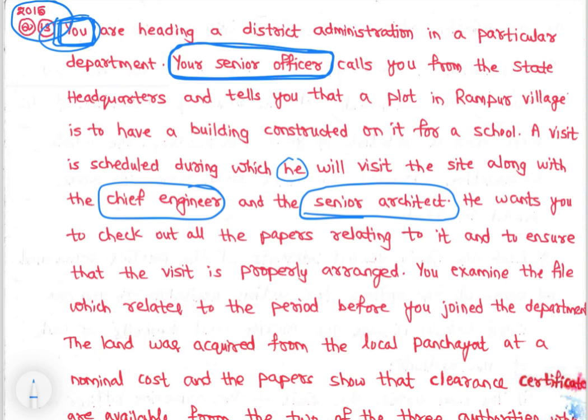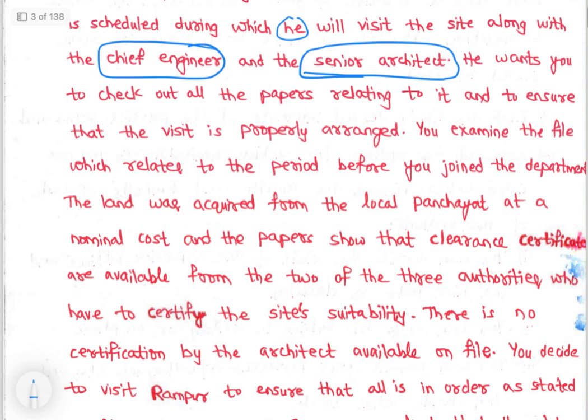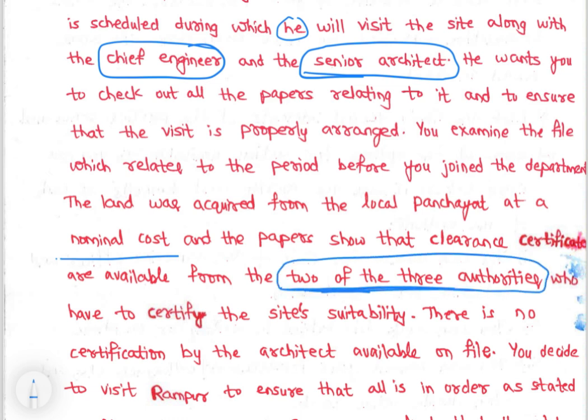He wants you to check out all the papers relating to it and to ensure that the visit is properly arranged. You examine the file which relates to the period before you joined the department, right? The land was acquired from the local panchayat at a nominal cost and the papers show that clearance certificates are available from two of the three authorities. See again, the certificate is obtained from two of the three authorities who have to certify the site suitability.